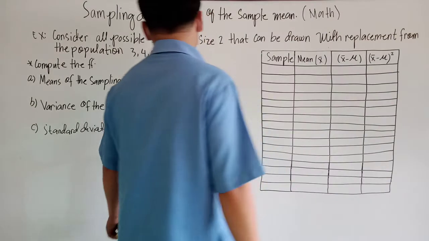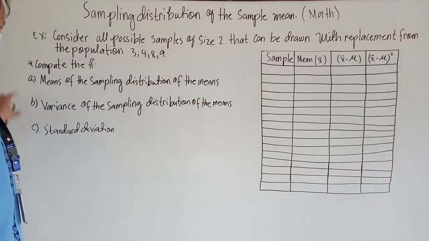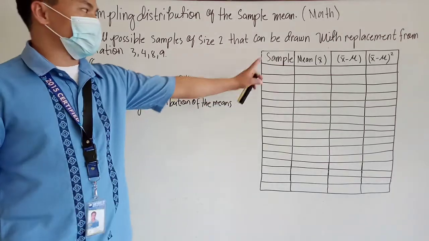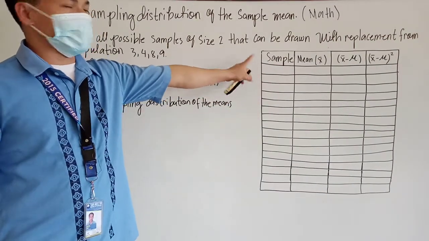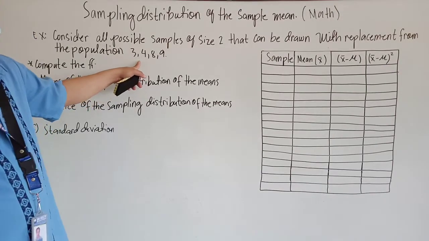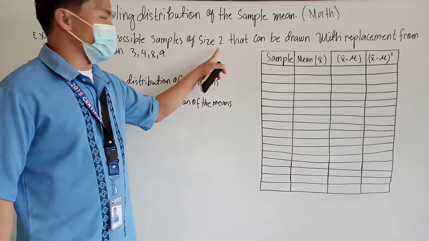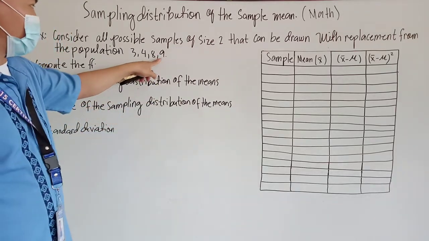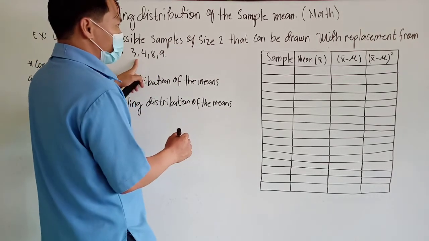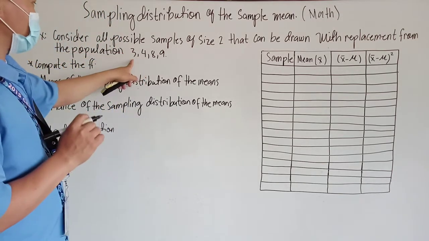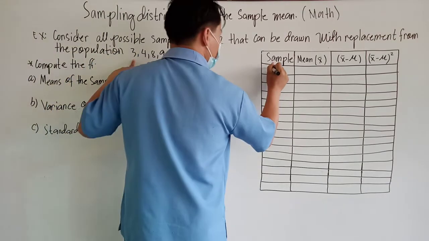Of course, before we can compute letter A, letter B, and letter C, we still have to identify the samples that can be obtained from this given population, considering that the sample size must be 2 only. So first we have 3, 4, 8, 9. Because replacement is allowed, we can have first 3 and 3.